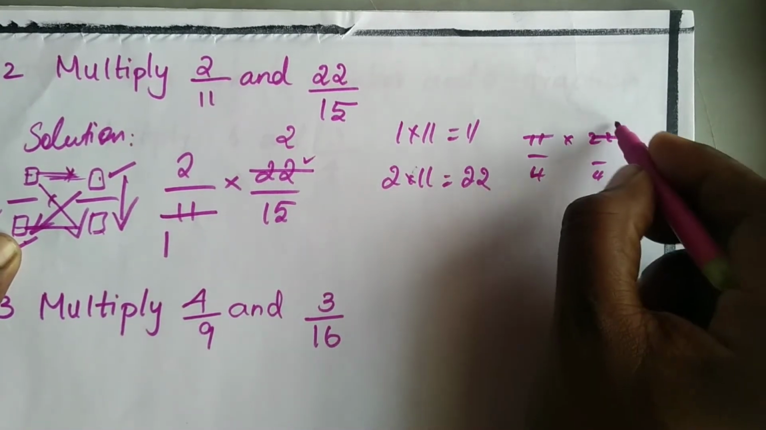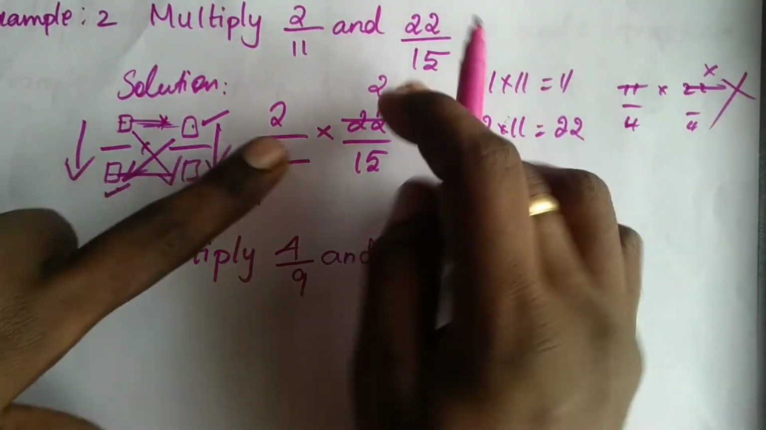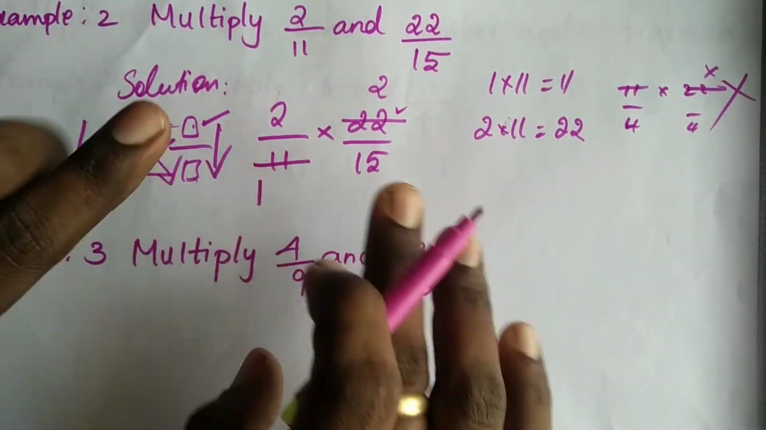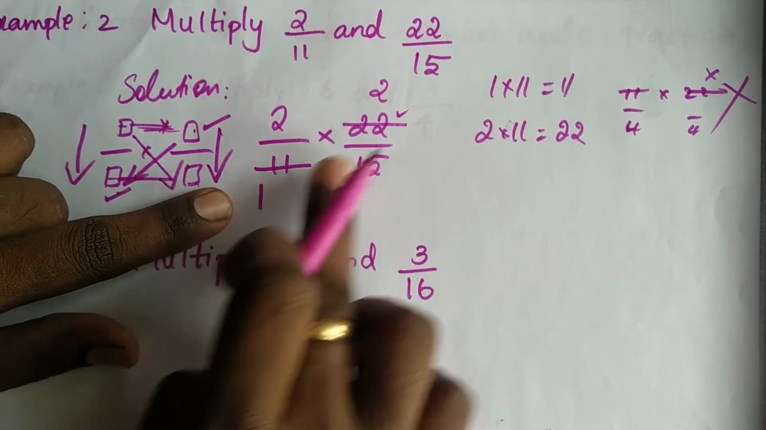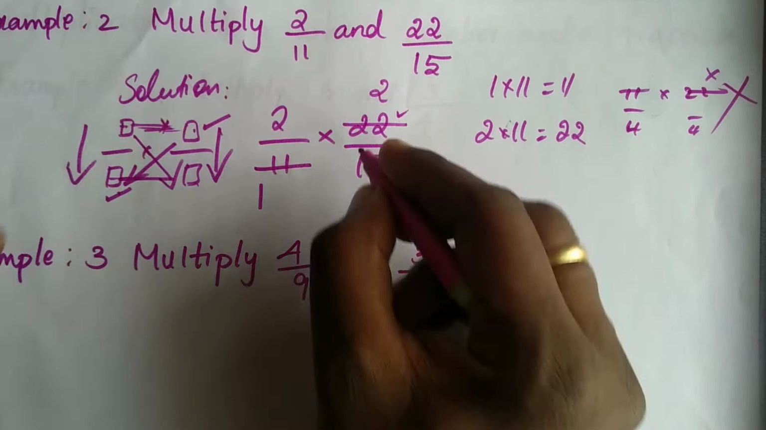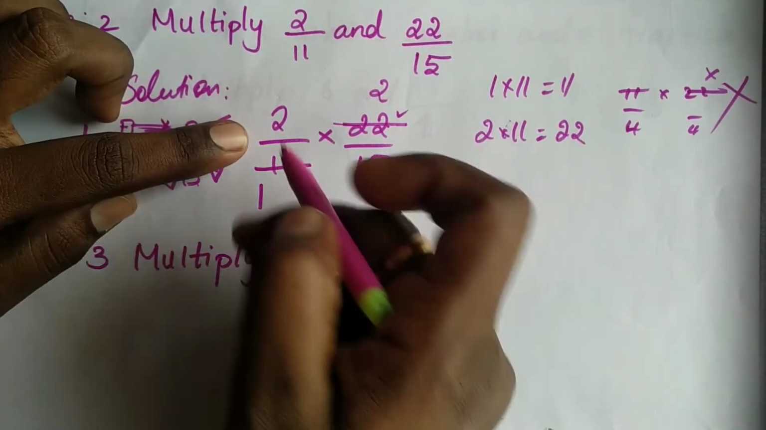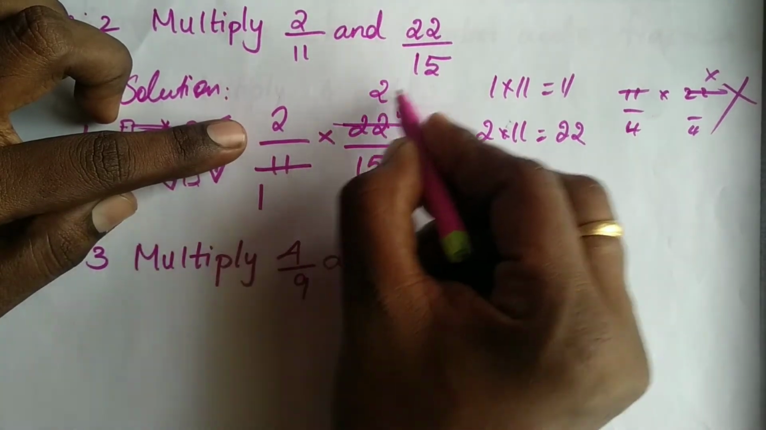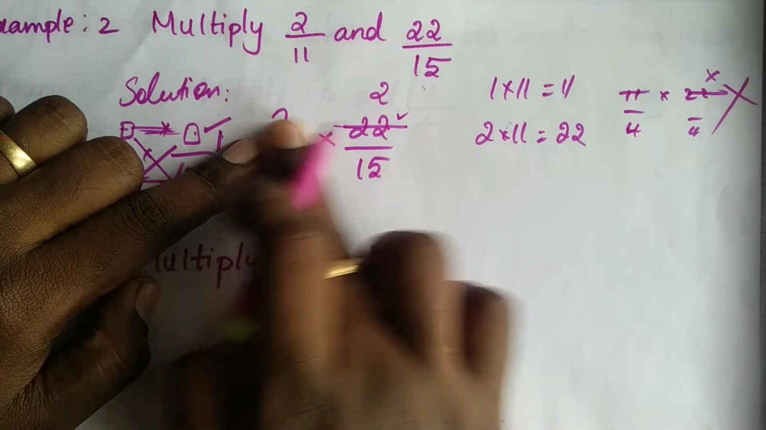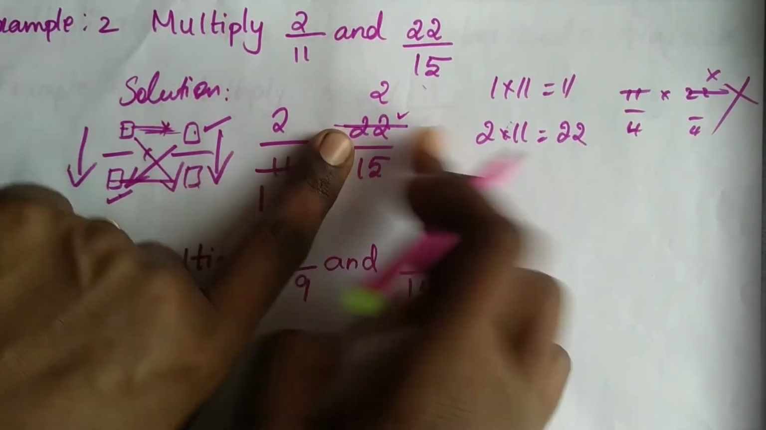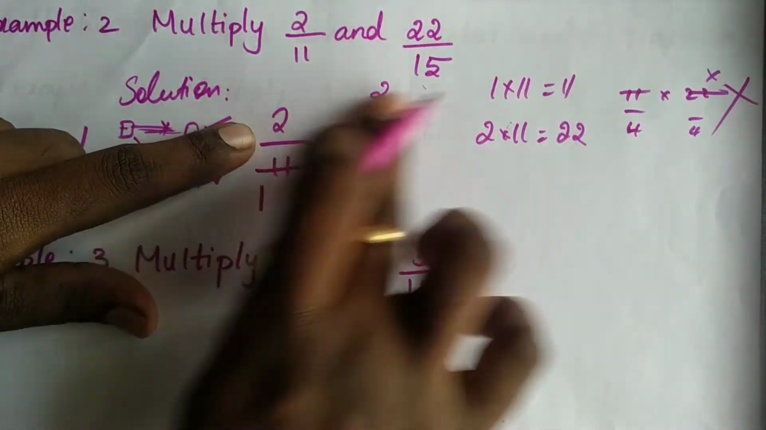We can't cancel like this. It is wrong. If they are in numerator and denominator, we can cancel. Here, let's say 1 11s are 11, 11 2s are 22. So cut the 22 and write here 2. Now, is it possible to cut this 2 and 2? No, it's a mistake. Both are numerators. Now 2 is a new numerator and 1 is a new denominator. So we can't cancel these two numbers.